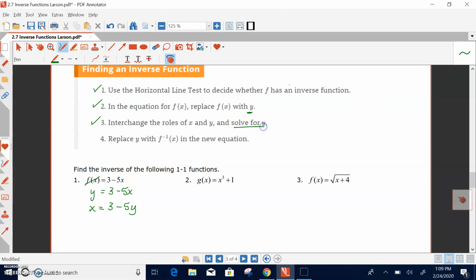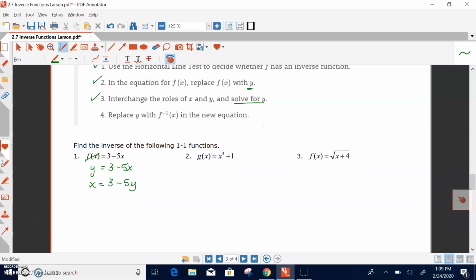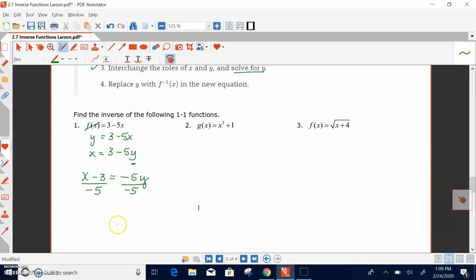Then we need to solve for y. So let's take this equation and solve it for y. So to get y by itself, I'll bring the 3 over. I'll subtract 3. And then to get rid of the -5 times the y, we do its inverse or opposite. That means we're going to divide by -5. So I interchange the roles of x and y. I've solved it for y. So this looks like y equal to x minus 3 over -5.